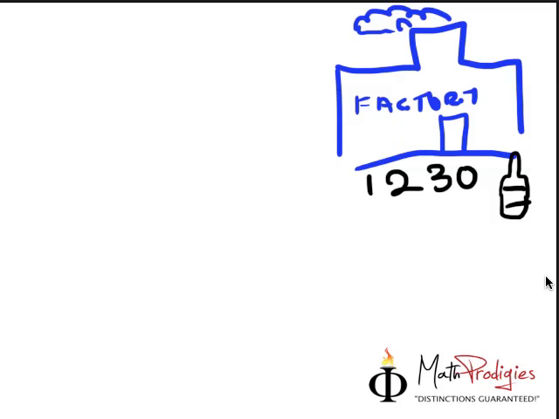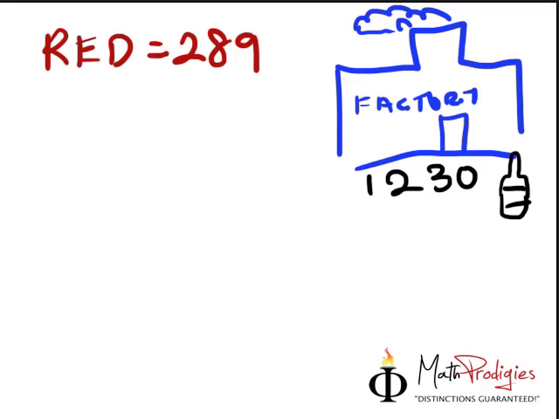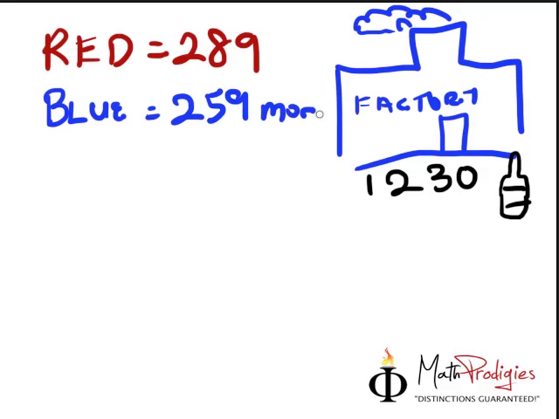Now, 289 of them were red. I'm going to draw for you. Red is equal to 289. What else? There were 259 more blue bottles than red bottles. So blue bottles, we have how many more? 259 more. This is more than what again? More than red.